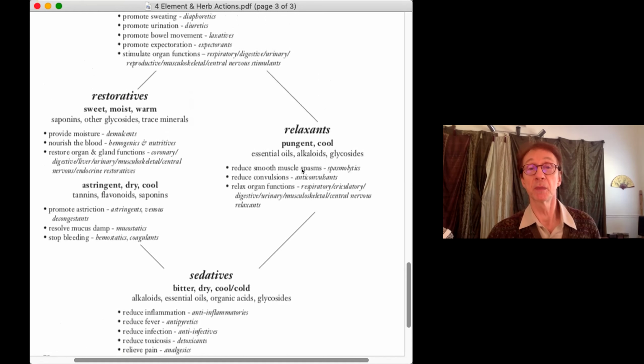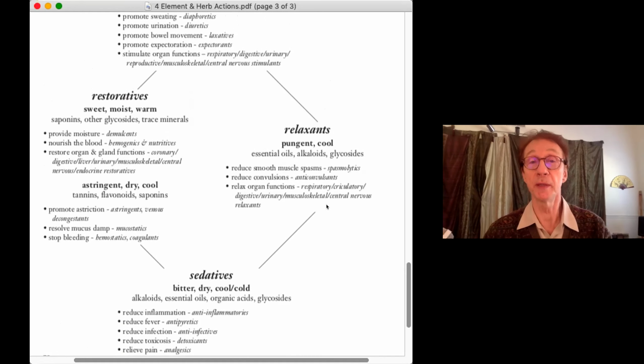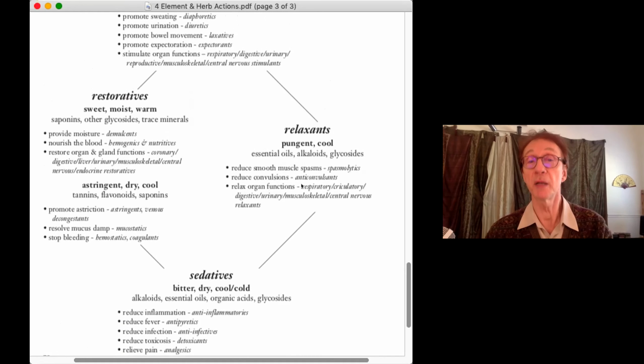Relaxants, we've also talked about. They are pungent, cool, and contain oils, alkaloids, and glycosides. They relax the smooth muscles, can reduce convulsions, and relax particular organ functions too. So we have respiratory relaxants for treating asthma. When there's bronchoconstriction, we get asthmatic breathing. We need respiratory relaxants like black cohosh, like bupleurum, etc., right?